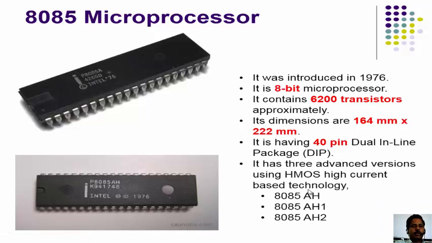It has 3 advanced versions which are based on HMOS technology, that is high current based technology, that is 8085AH, 8085AH1 and 8085AH2. Now we will see some features of this 8085 microprocessor one by one.